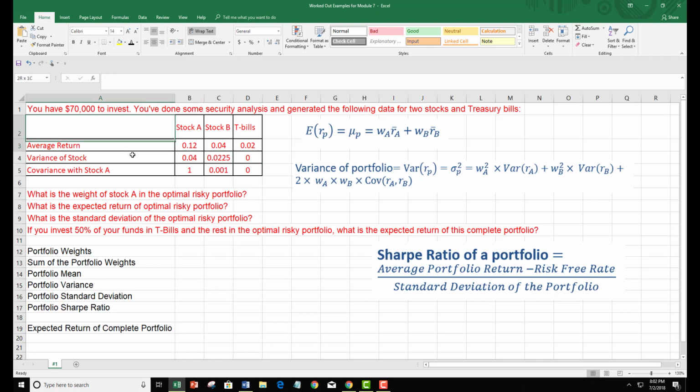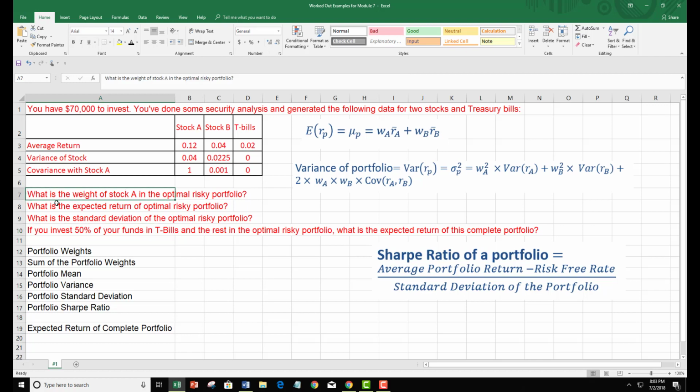So given this information, what this question asks us to find out: first, what is the weight of stock A in the optimal risky portfolio? Second question is, what is the expected return of the optimal risky portfolio? Third question is, what is the standard deviation of the optimal risky portfolio? And finally, if you invest 50% of your fund in T-bill and the rest in the optimal portfolio, what is the expected return of this complete portfolio?